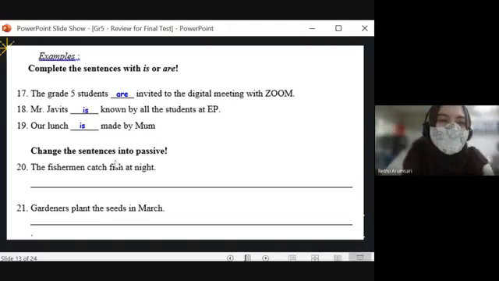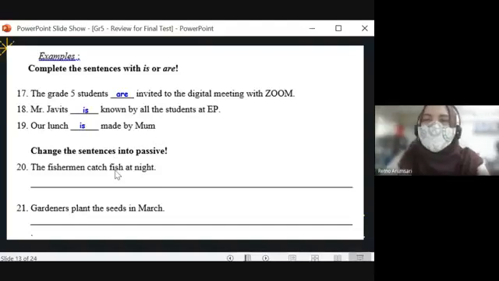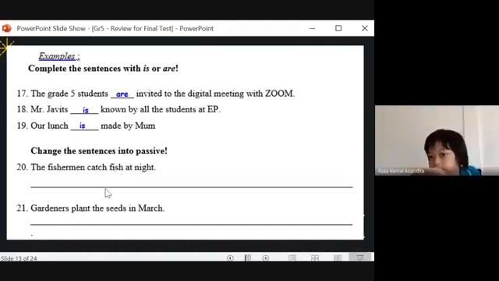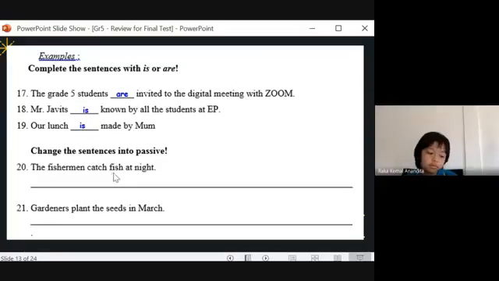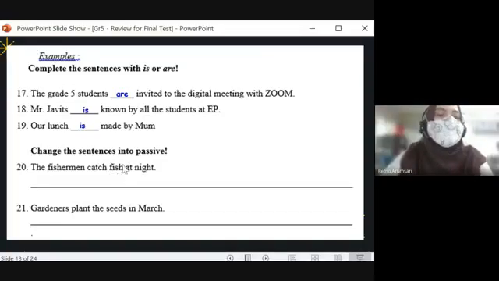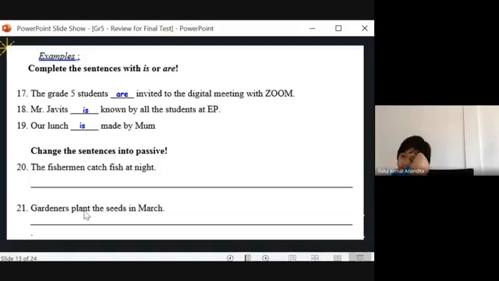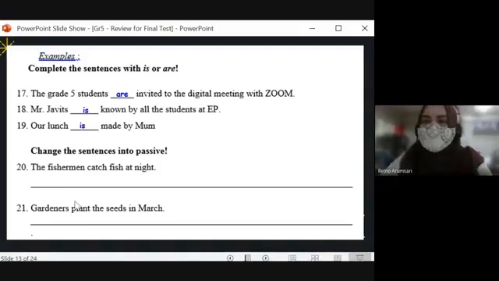So fish here is plural or singular? Only one or more than one? More than one. If there is only one, there is an "a" here: the fisherman catches a fish at night. But because there are lots of fish, what is the object of the sentence? Fish. A lot of fish or only one fish? A lot. So do you choose is or are?